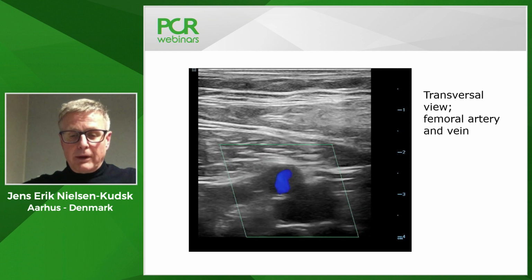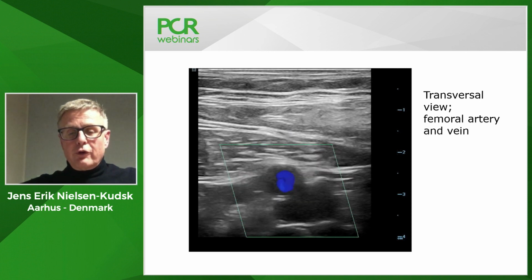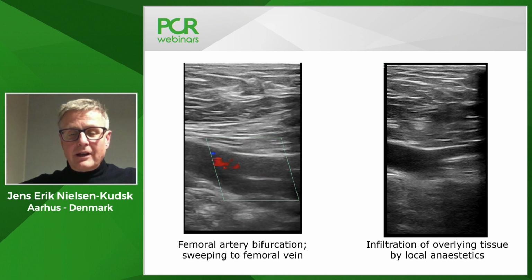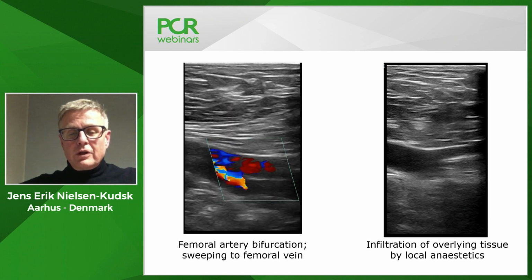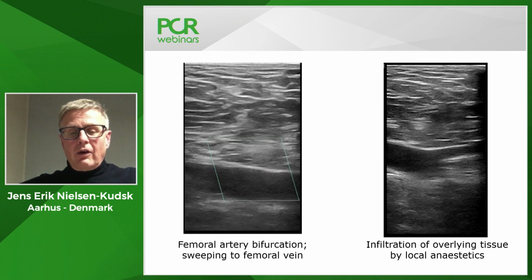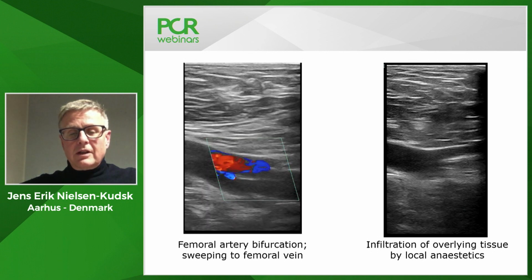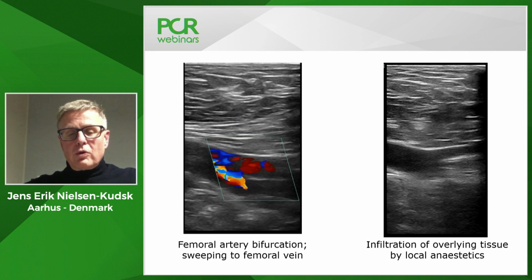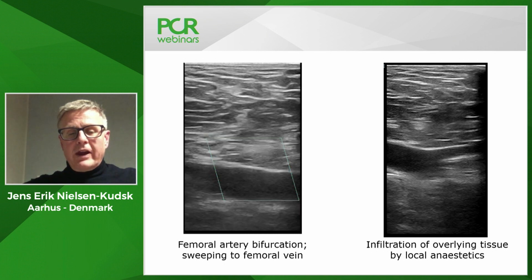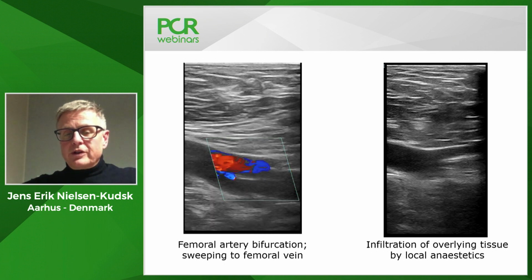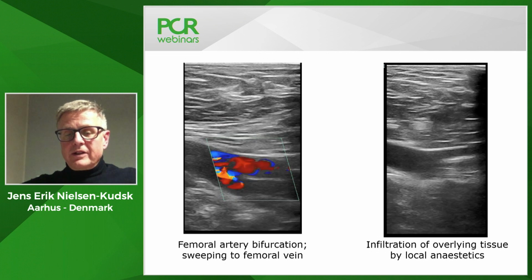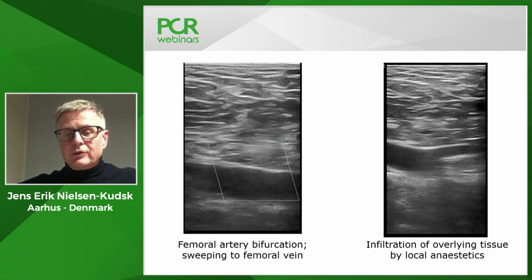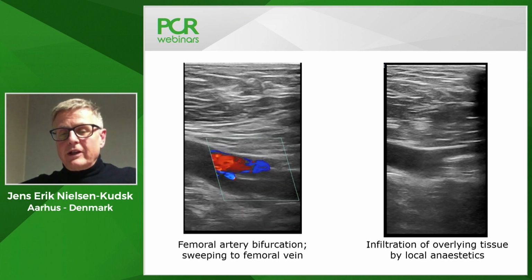I also start by having this transversal view of the femoral artery and the vein to the right, and then I sweep to a long axis view. And you can see on the left video the femoral artery bifurcation. And I sweep a little bit towards the midline, and you will get the femoral vein. If you start the video to the right, you will see the femoral vein, and you can typically here also see the entry of the great saphenous vein.